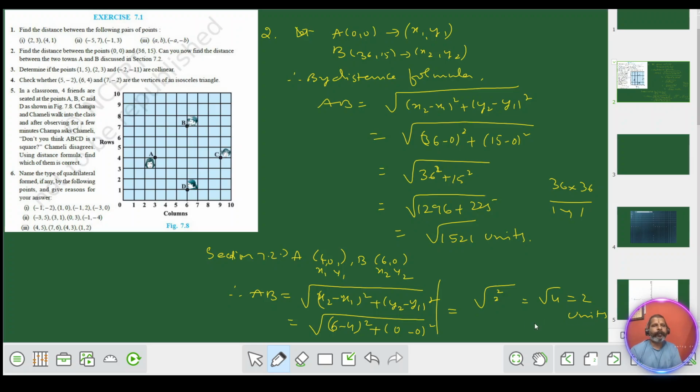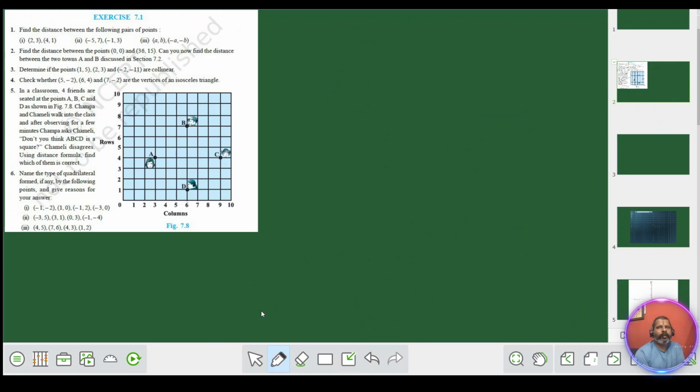Okay. We'll move on to the next question. If questions are repeated, meaning just finding the distance between 2 points, I'll drop them and you have to practice that. If it is different, then I'll solve that.